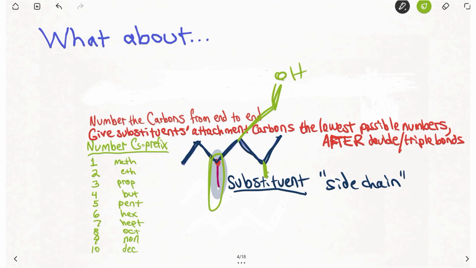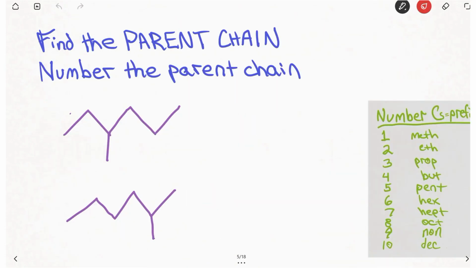This could have an OH at the end or something, just something coming off of the main carbon backbone. Those are all called substituents. So how do we deal with that? Well, you want to do the exact same thing we've been doing. First, you just ignore the substituent.